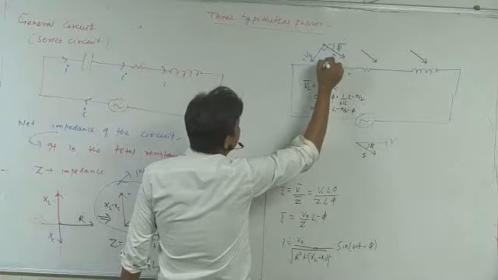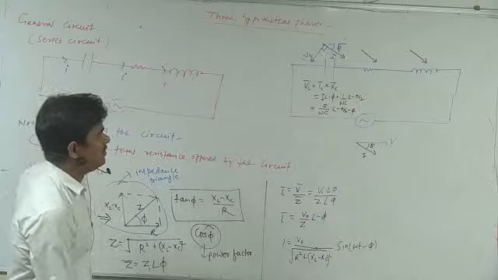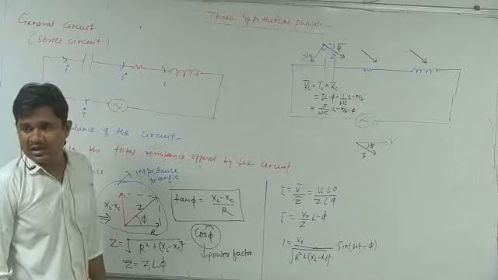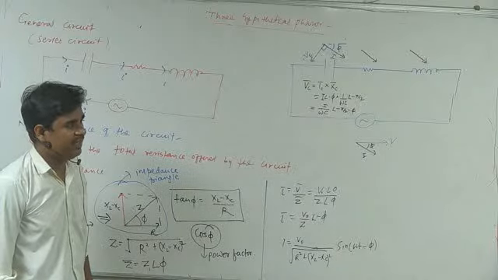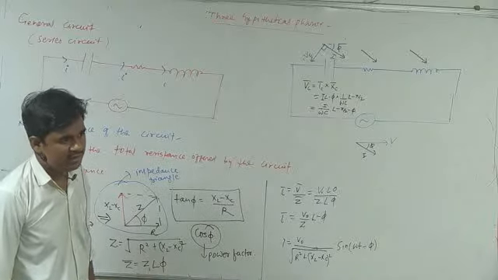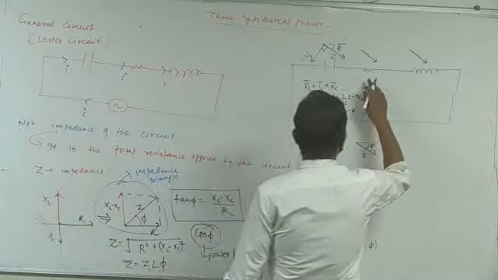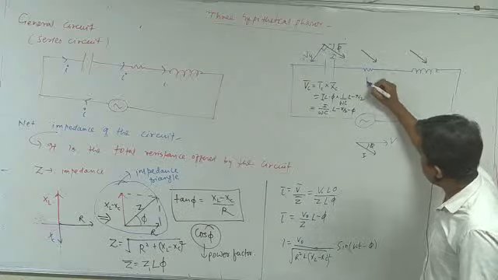I and V. The voltage across the capacitor, you can see this is lagging by how much angle? 90 degrees. Step by step, try to understand. Clear? Now if I write V across R, what will you say V across R is?